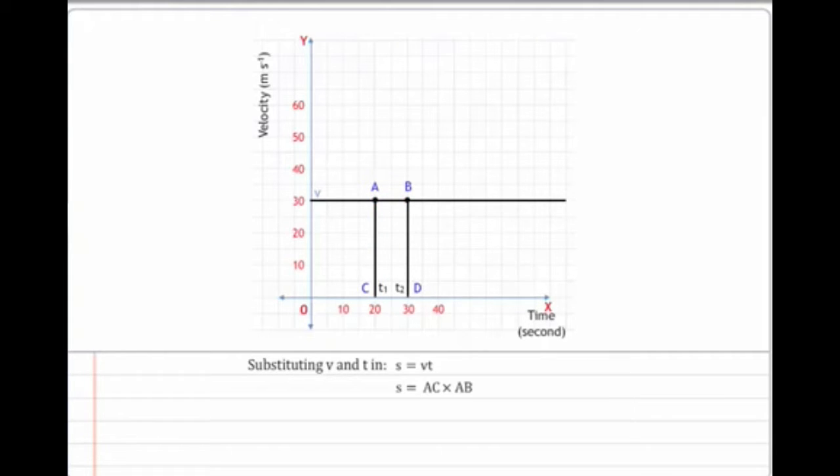This is nothing but the area enclosed in rectangle ABCD under the velocity time graph. Thus, in this case, the displacement of the car is equal to 30 meters per second multiplied by 10 seconds, which is equal to 300 meters.